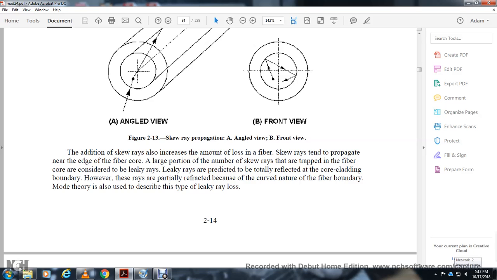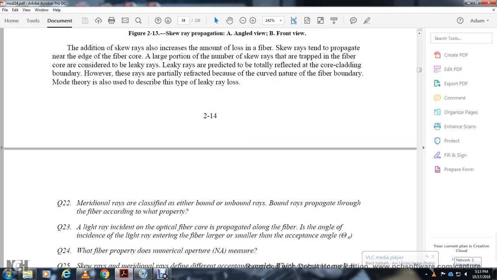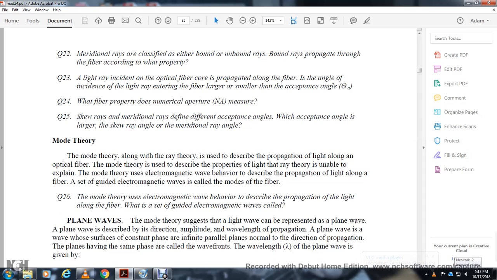Leaky rays are predicted to be totally reflected at the core-cladding boundary. However, these rays are partially refracted because of the nature of the core-cladding boundary. Mode theory should describe this type of leaky ray loss. Mode theory, along with ray theory, describes the propagation of light along the optical fiber. Mode theory describes the properties of light that ray theory is unable to explain. It uses electromagnetic wave theory to describe the propagation of light along the fiber and to describe the fiber modes.